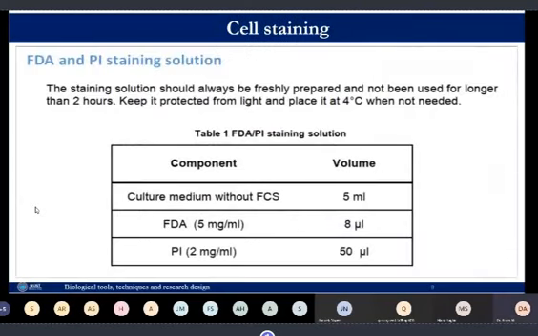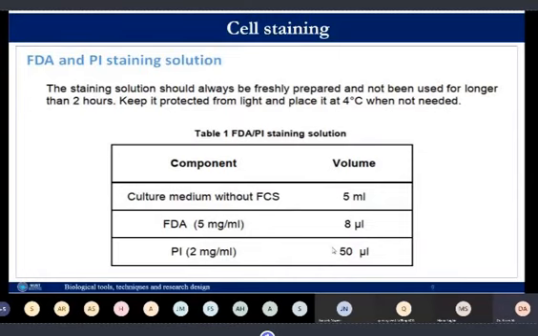So when we purchase this FDA and PI kit, we get the FDA and PI vials, and we make their solutions, like FDA 5 mg per ml and PI 2 mg per ml. The volume for each sample depends upon the area of the sample. If we need to stain a small area of our sample, then we need less volume, and if we have a huge area of our sample to stain, then of course we need to use a high volume.